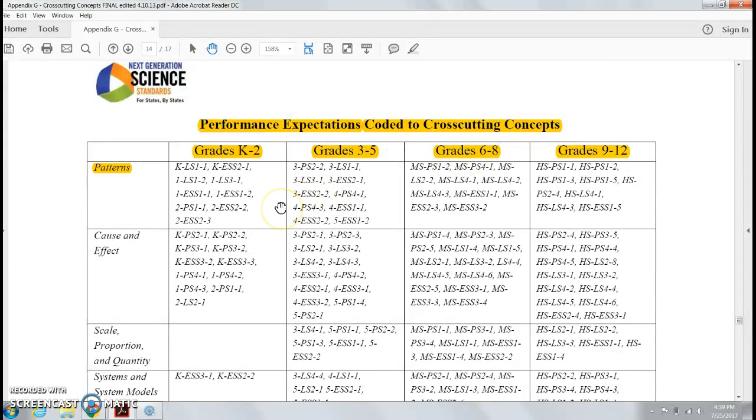So I think this page is really interesting here because I have highlighted patterns, since that's what we were talking about mainly in this video. If you look at patterns here, it tells you that these are all of the standards in kindergarten to second grade that are hitting the cross-cutting concept of patterns. Third to fifth grade, sixth to eighth grade, and 9th to 12th. And they have this labeled and indicated for each one of the cross-cutting concepts.